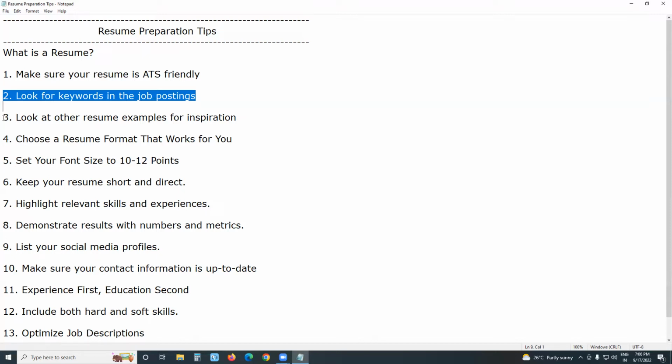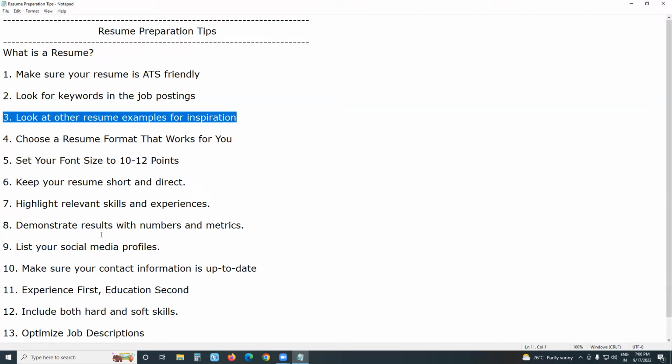Next, look at other resume examples for inspiration. Fortunately, there are plenty of resources available online that can help guide you. Reviewing resume samples written by other people who work in your industry is a helpful way to jumpstart the resume writing process and show you exactly what you need to put on your resume.